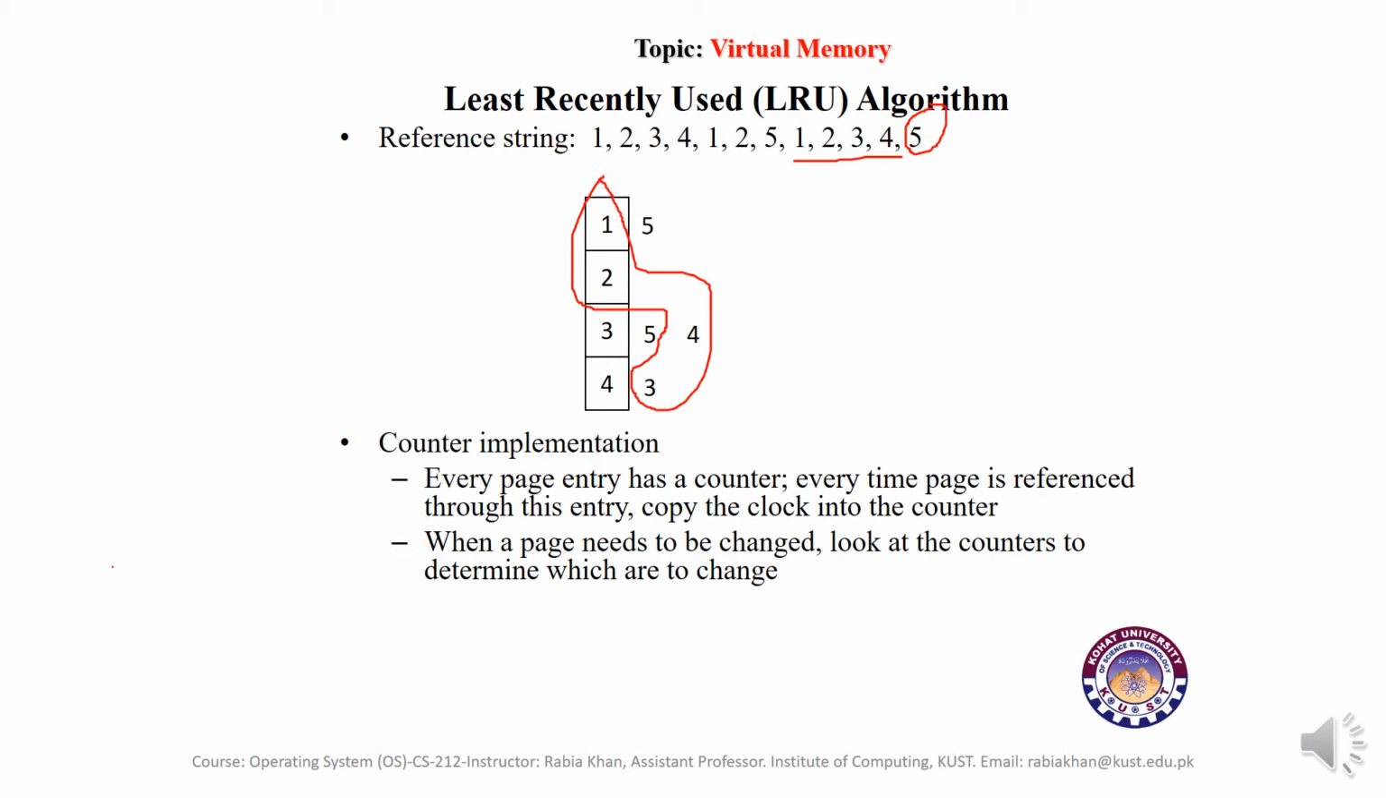So page number 4 is used recently in past, we cannot replace it. Page number 3 is a little far away in past, so we cannot replace it. Page number 2 is a little further away, we cannot replace it. And the farthest away in past is page number 1. So page number 1 is used least in past, it goes out and page number 5 comes in at its place. Hence this algorithm goes to completion.